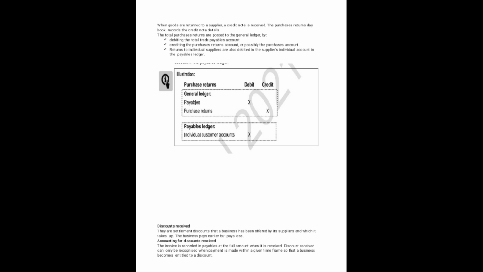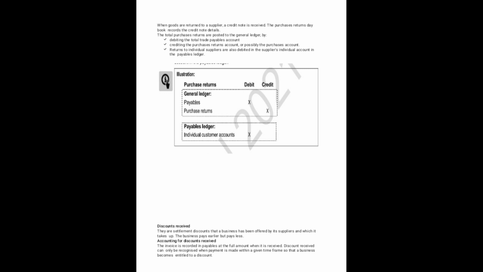Then returns to individual suppliers are also debited to the supplier's individual account in the payables ledger. So as we can see there in the diagram, we debit the payables account. It is showing a decrease in the balance of the debt that you owe your creditors as a business. Then you credit the purchases returns account. So that will be a reflection in the payables ledger, the individual creditors' accounts. Say it is rather creditors, not customers.